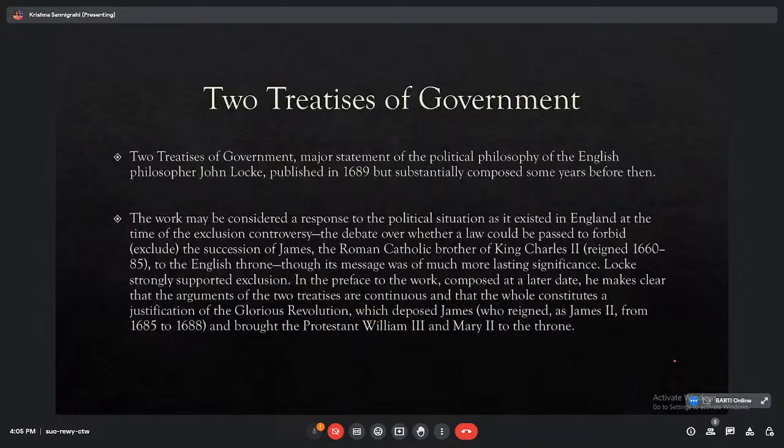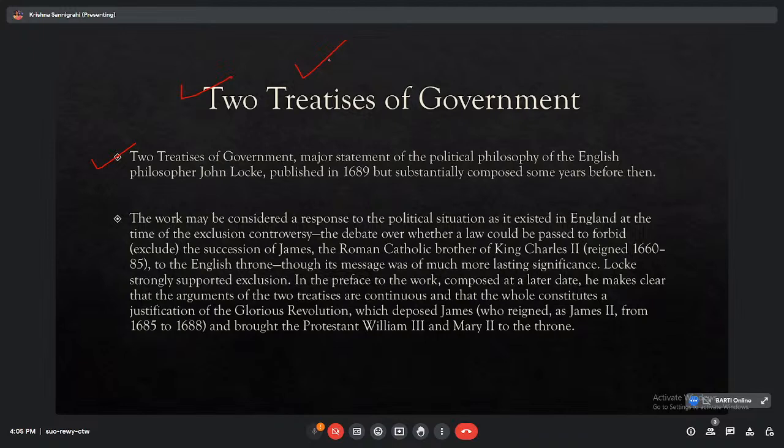The other work of Locke, which is worthy of consideration, is Two Treatises of Government. So, Two Treatises of Government, major statement of the political philosophy of English philosopher John Locke, published in 1689, but substantially composed some years before then. So, he wrote this work, that is Two Treatises of Government.